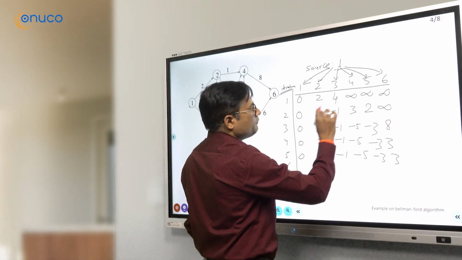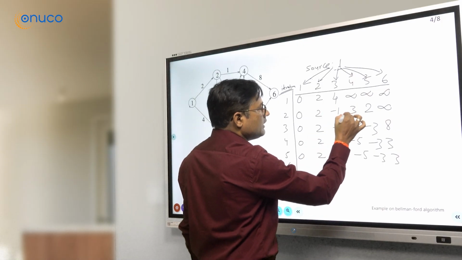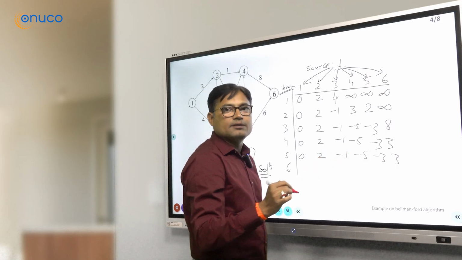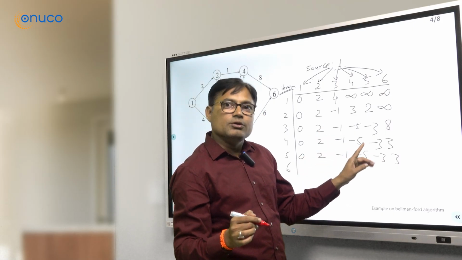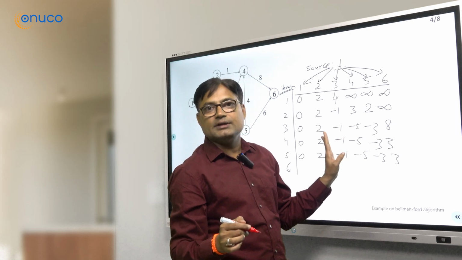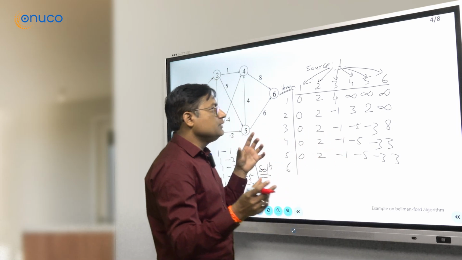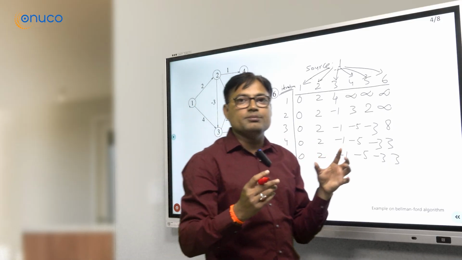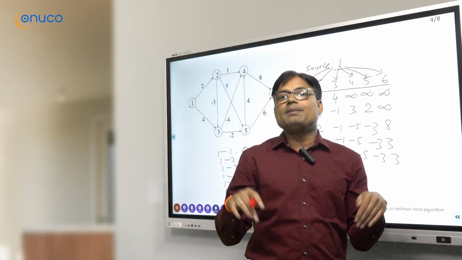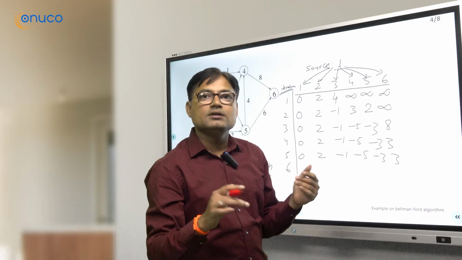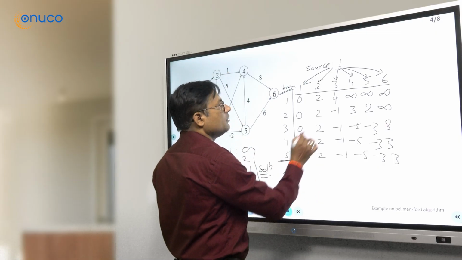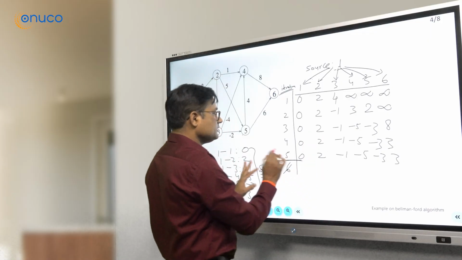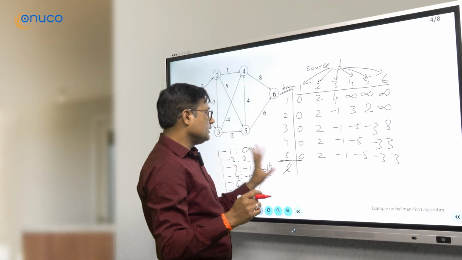Maybe when you are doing it, some values will be changed here and there. But remember that after applying all the iterations, we will get the same final values. Maybe when you are computing the minimum values, one or two values will differ here and there. As I said, if the number of vertices is 6, the number of iterations will be 1 less. 6 minus 1 is 5.